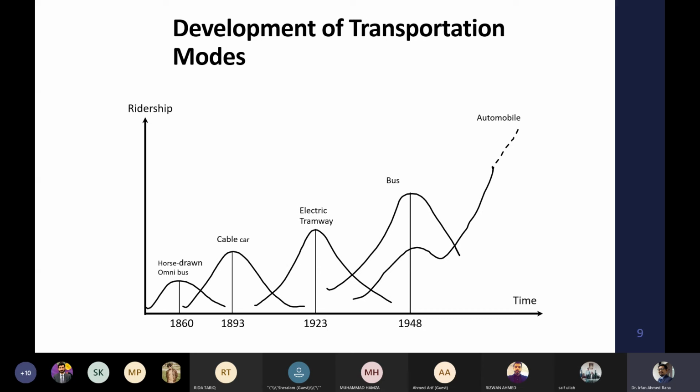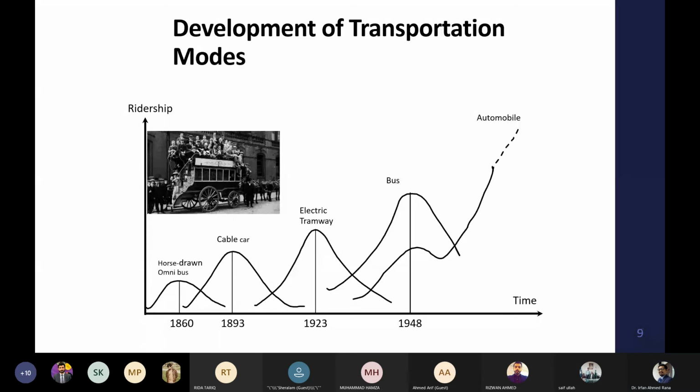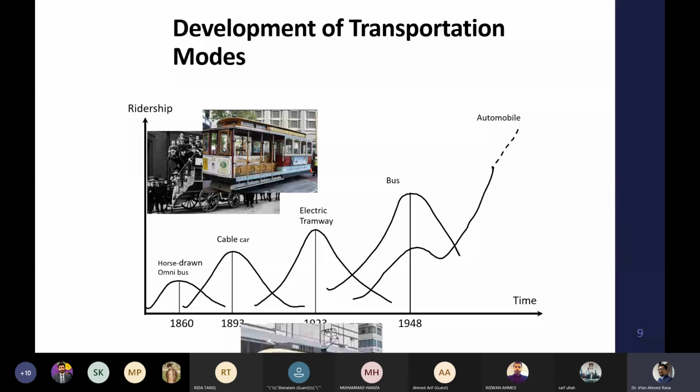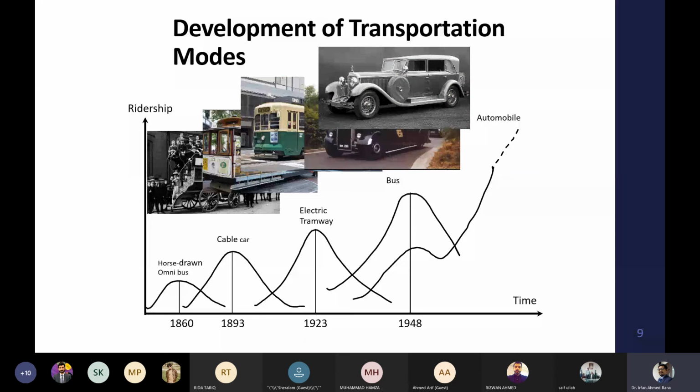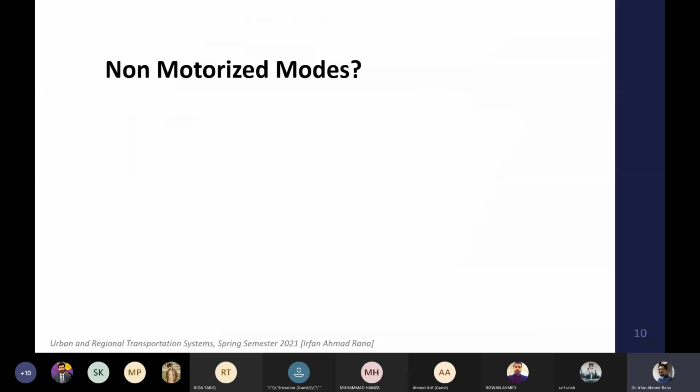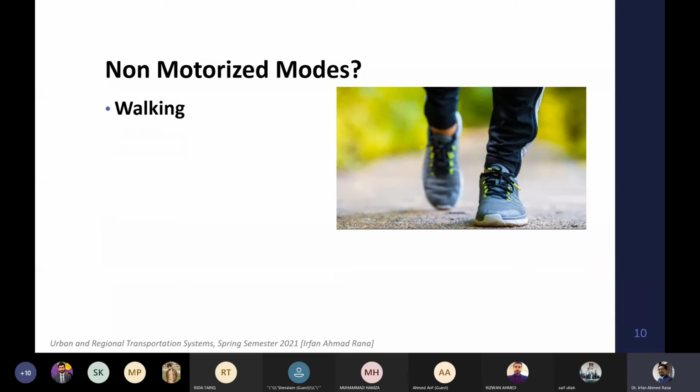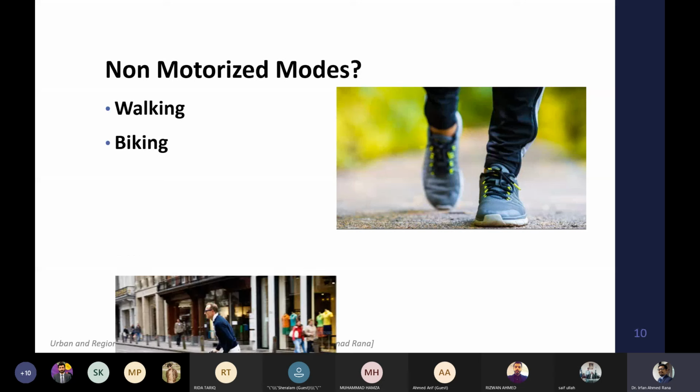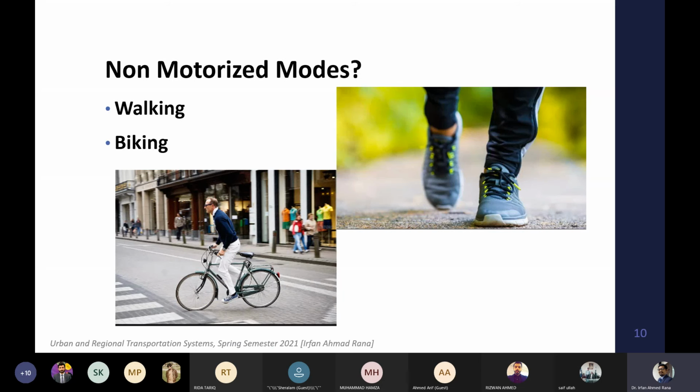Let's talk about some road infrastructure, in which different modes have evolved from omnibus to cable cars, tramways, buses, and then automobiles. These are some evolutions of time which have introduced us to different modes of transportation. Another are the non-motorized modes, which are often underutilized or underreported, or not paid too much attention. But these modes are there. So this is also a mode of travel.